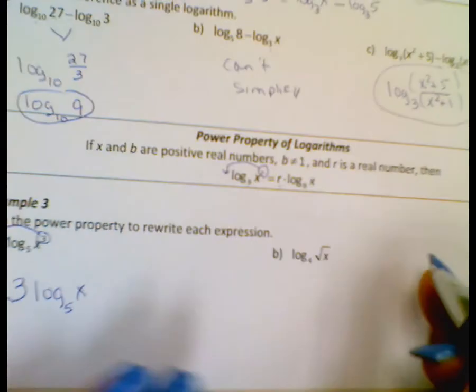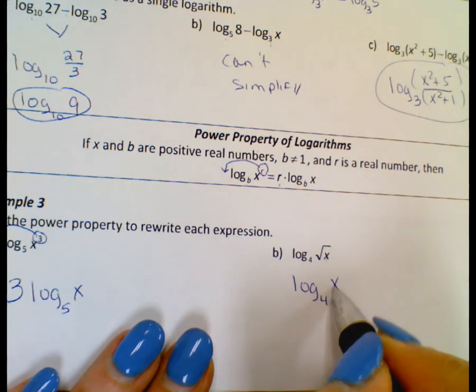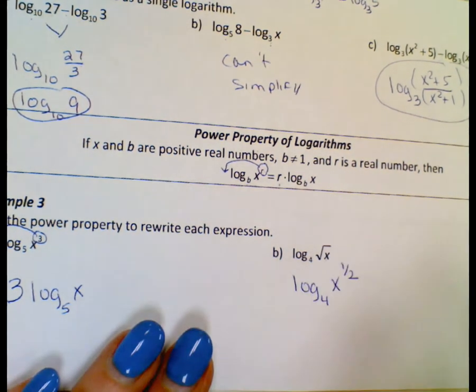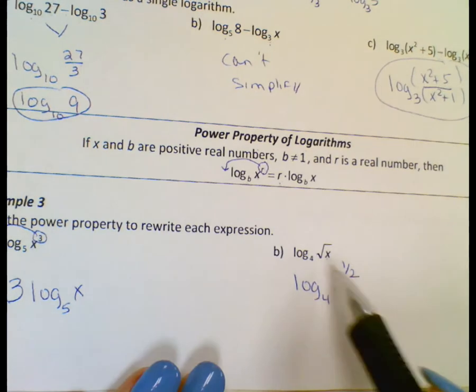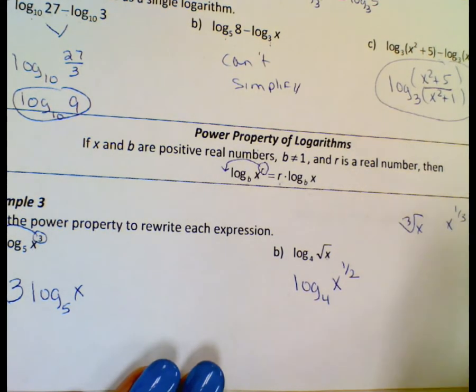Now this one's tricky. Whenever you see a square root, hopefully you know that the exponent for a square root is 1/2. What would the exponent be for a cube root? Cube root is really x to the 1/3.